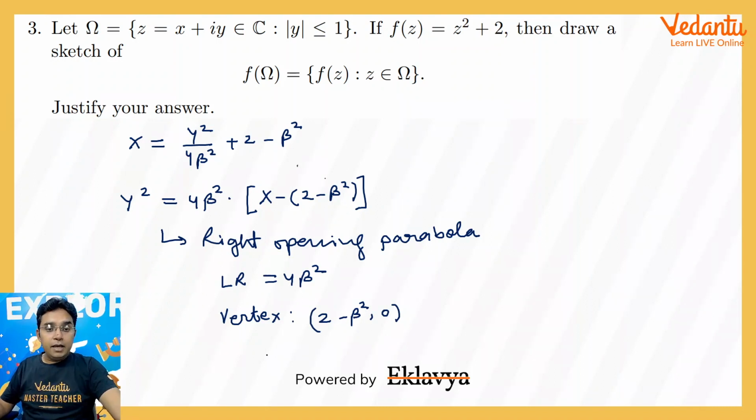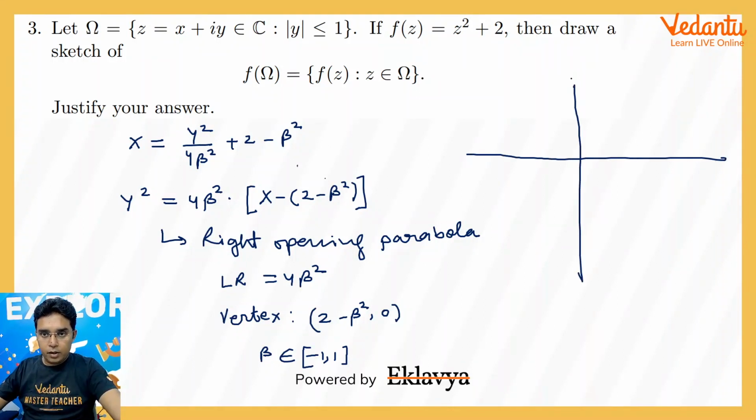Now please see this beta is actually ranging from -1 to 1. So if I try to draw a diagram for this curve, this vertex will be lying between 1 and 2, because beta square will be from 0 to 1. So here this 2 minus beta square will be from 1 to 2. So my vertex will be from 1 to 2, and the latus rectum will be 4 beta square. For example, if I take beta equal to 1 or minus 1, in both cases my vertex will be 1 and my latus rectum will be 4. So this kind of parabola would be the answer.